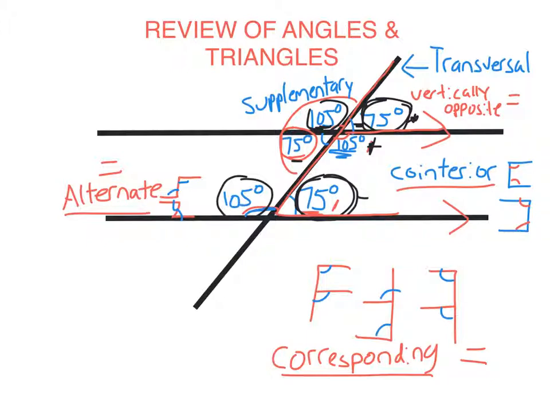So now we're going to look at the different types of triangles. Please pause and copy this down if you need. We can classify triangles two ways, and you need to know how we classify them both ways. Firstly, we classify triangles according to their angle properties.